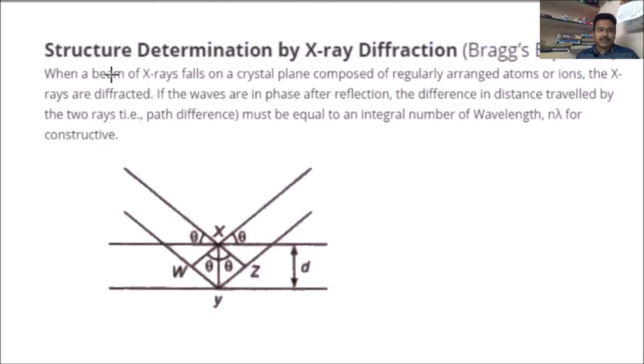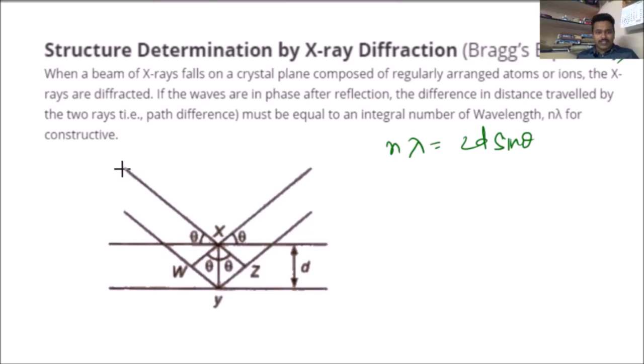See here, structure determination by X-ray diffraction using Bragg's equation. Structure determination means, what is Bragg's equation? nλ = 2d sinθ. That is what it is saying. When a beam of X-rays falls on a crystal plane composed of regularly arranged atoms or ions, the X-rays are diffracted. This is the ray, whatever you are seeing here.